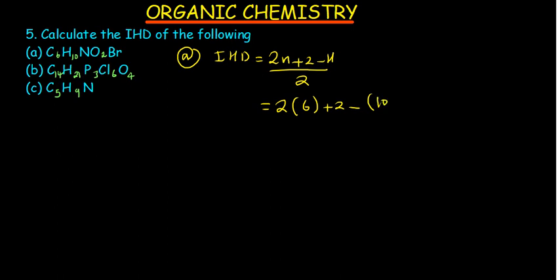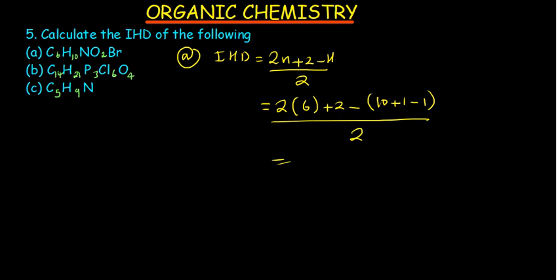Now when you're talking about halogens, we always get to add to the IHD. So do we have any halogen? We have got one halogen, bromine, so that will be plus 1. And then oxygen, for those elements which are in group 6, oxygen, sulfur don't affect IHD. And then for those in group 5, they always subtract from IHD. So I've got a nitrogen there, that will be a minus 1, and then divided by 2.